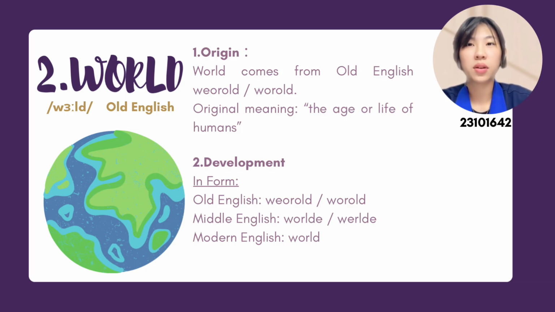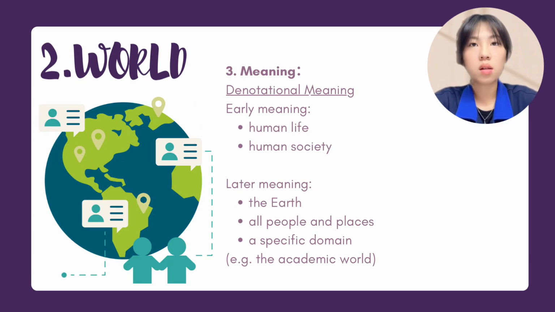And this reflects the common process in English where the older, longer form slowly became shorter and simpler. Now let's move to the development of the meaning. In early English, the word mainly meant human life and human societies, and later the meanings expanded to refer to the earth and then to all people and places.